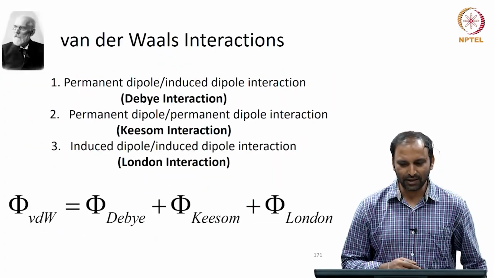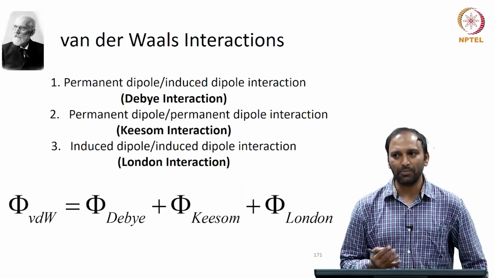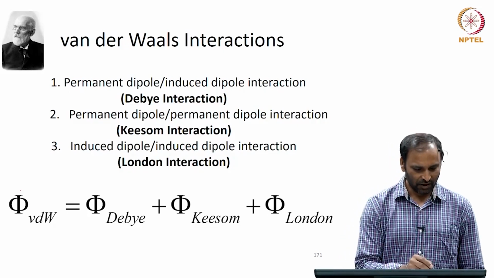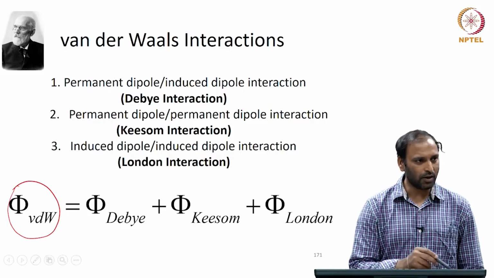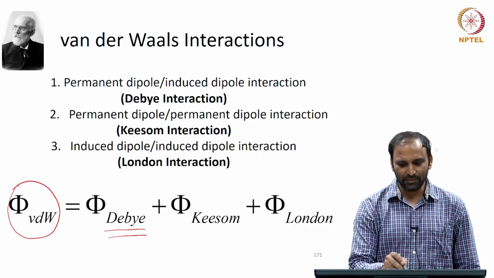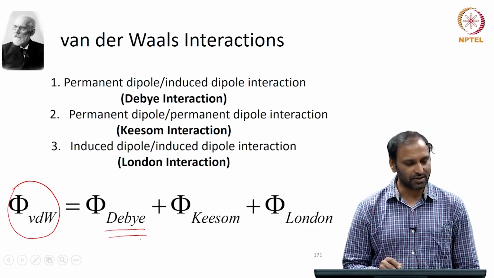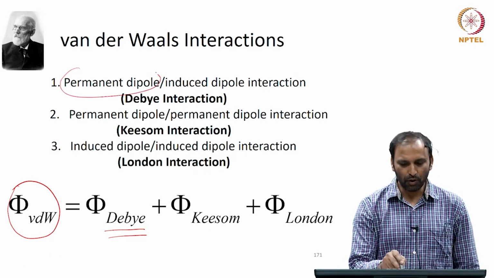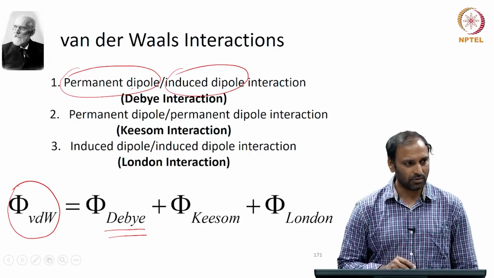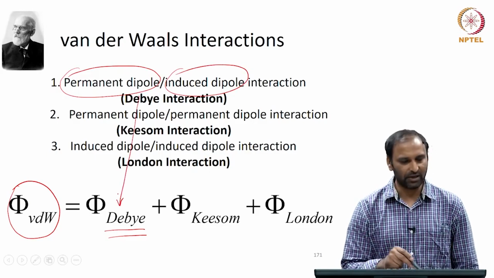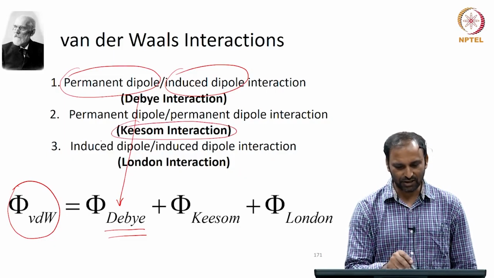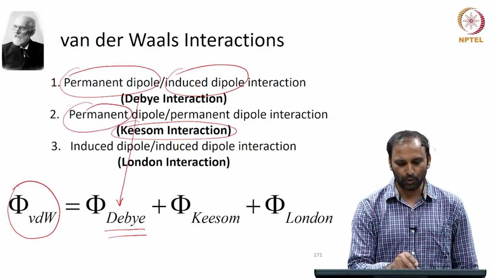In a nutshell, there are actually 3 subclasses of interactions which contribute to van der Waals. Okay, that means if you have the total van der Waals interaction, it has contributions from something called Debye interactions. These Debye interactions are interactions between a permanent dipole and an induced dipole. Okay, that is the Debye interaction, and something called a Keesom interaction, which is interaction between two permanent dipoles.